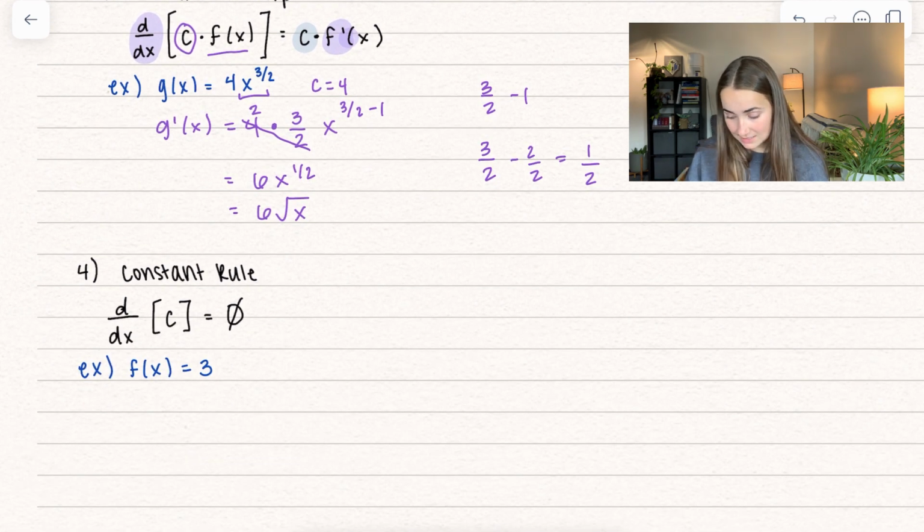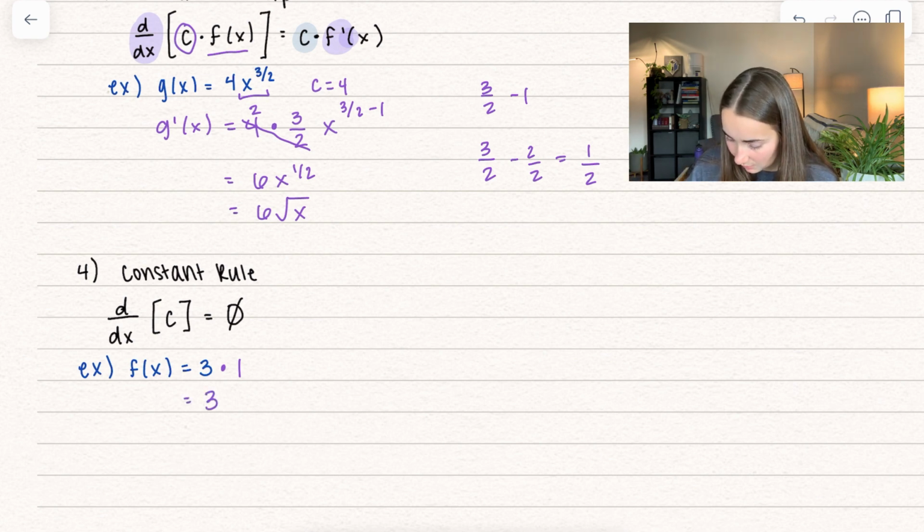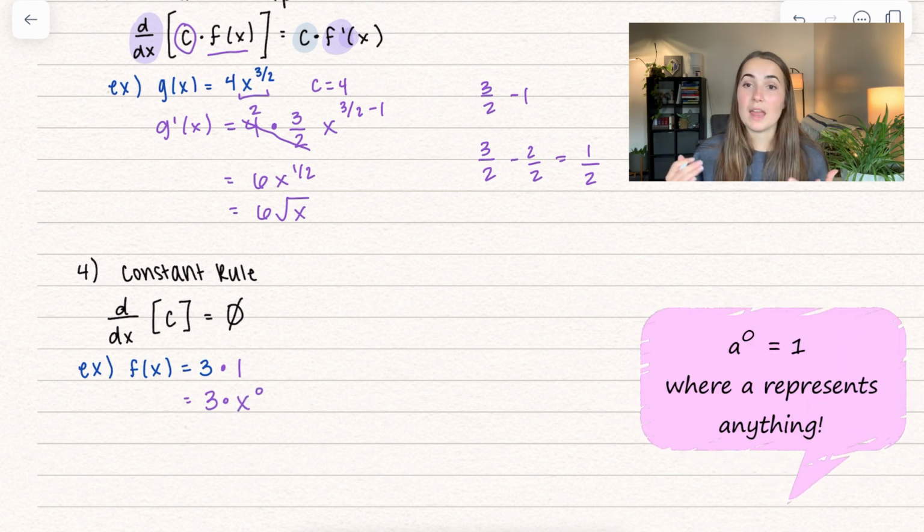Finally, we have the constant rule, which is the derivative of some number c, and it's actually equal to 0. And we're wondering, why is it equal to 0? And I'm going to tell you why. So we have f of x is equal to 3. 3 is our constant here. But remember, we can rewrite 3 as 3 times 1. It's the same thing, right? But what if I told you I can rewrite 1 as x to the power of 0? Remember, anything raised to the power of 0 is equal to 1.